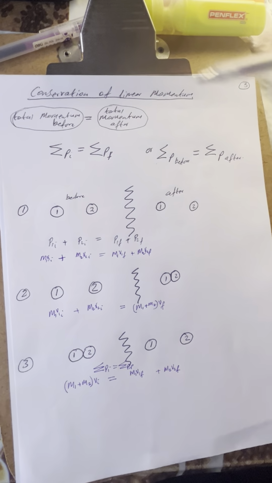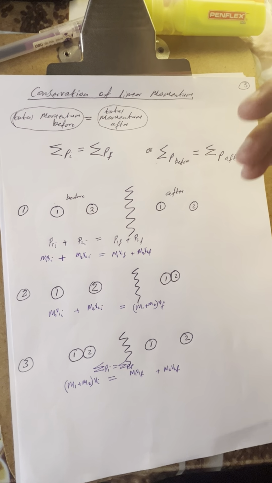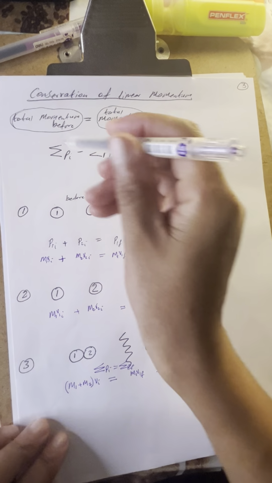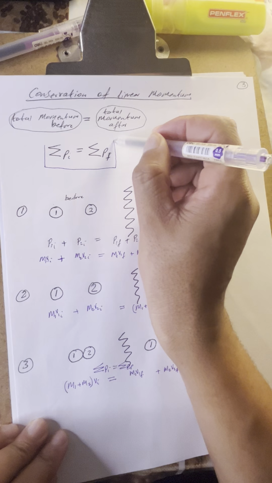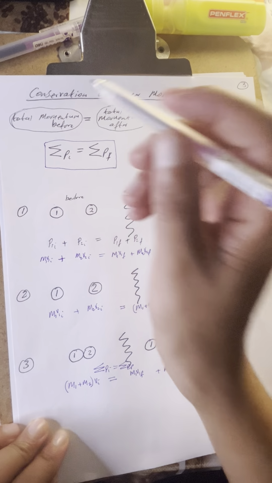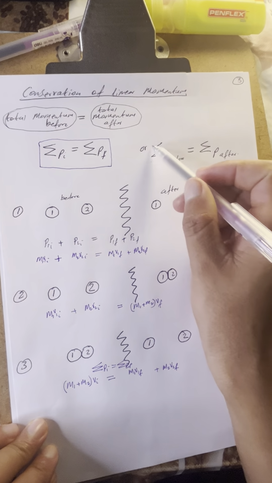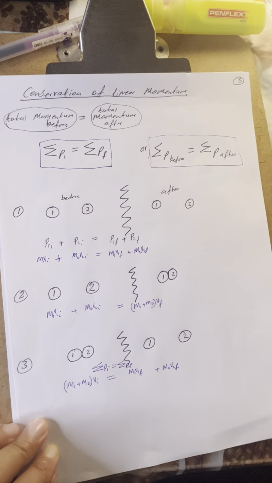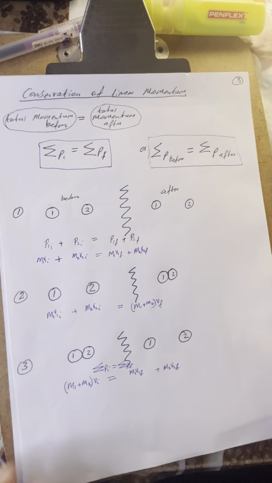questions. The definition: the total linear momentum of an isolated system remains the same. Total momentum before equals total momentum after. So you write this when there are 2 objects involved, or you can write it as the sum of the momentum before equals the sum of the momentum after.